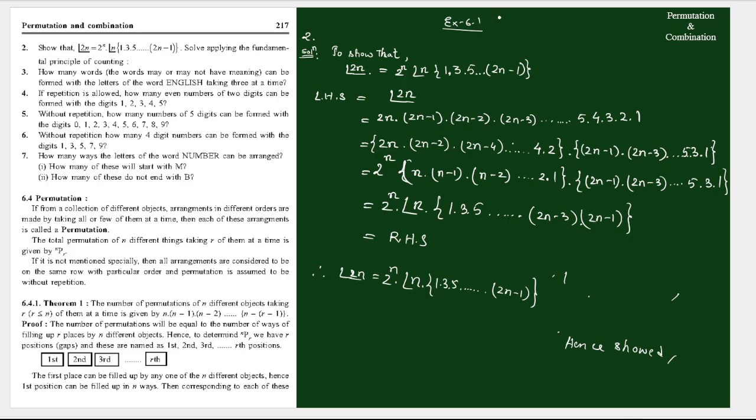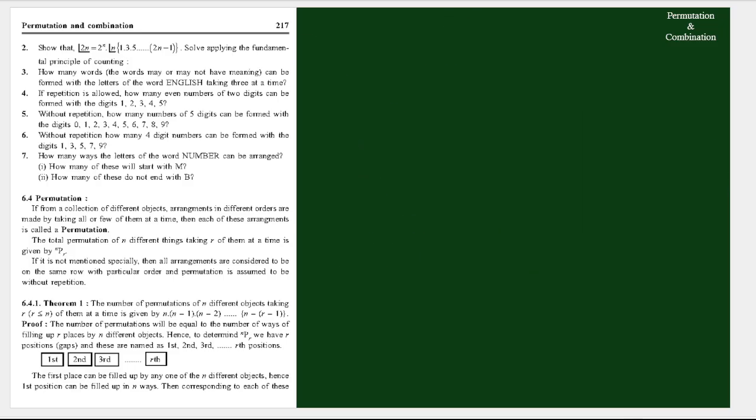Okay, let's proceed to our next question. What is question number 3? How many words can be formed, the words may or may not have meaning, with the letters of the word English, taking 3 at a time?